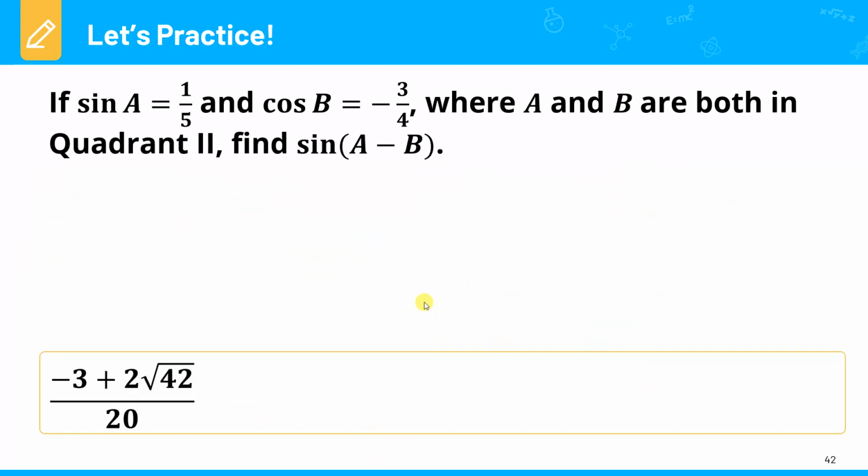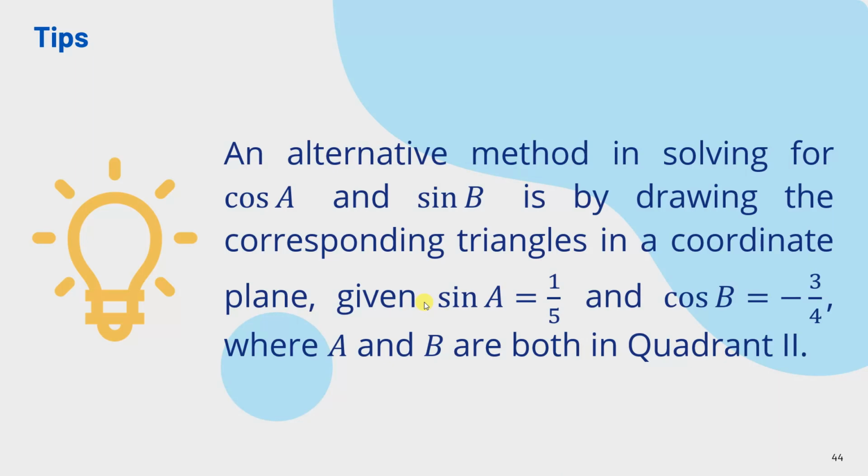Okay, so you have negative 3 plus 2 square root of 42 over 20. An alternative method of solving for cosine A and cosine B is by drawing the corresponding triangles in the coordinate plane, given that our sine A is 1 over 5. Take note that sine is opposite over hypotenuse. So our opposite side to the angle A is 1 and the hypotenuse is 5.